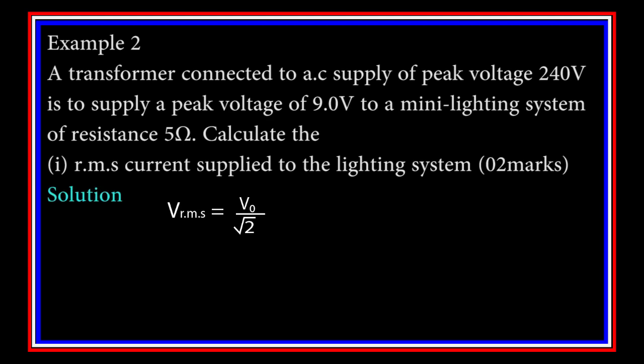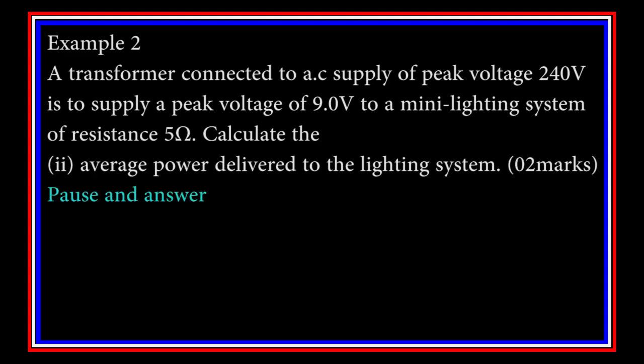VRMS is equal to V naught over root 2. IRMS is equal to VRMS over R, which is equal to V naught over root 2 R, which is equal to 9.0 over 5 root 2, which is equal to 1.27 amps.